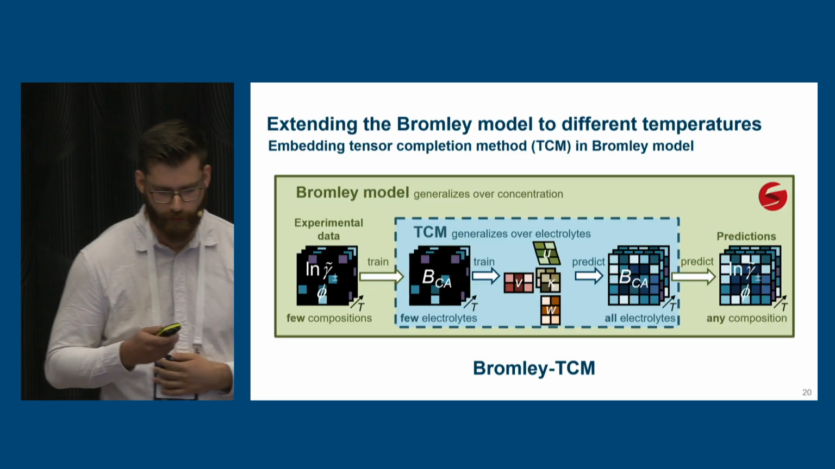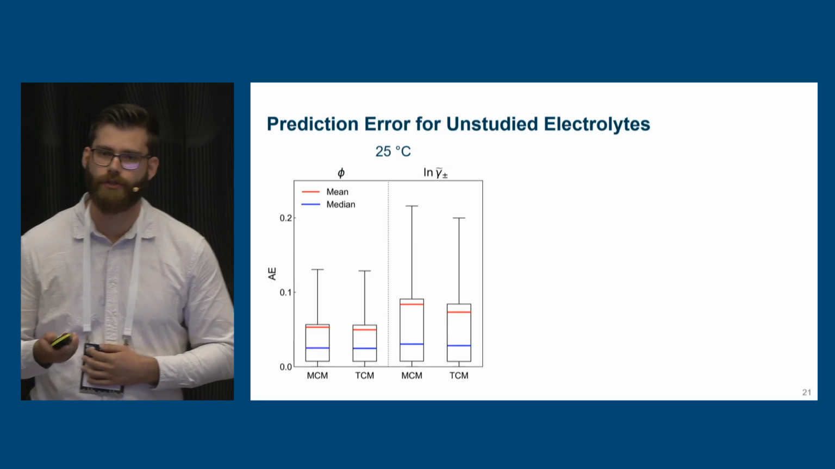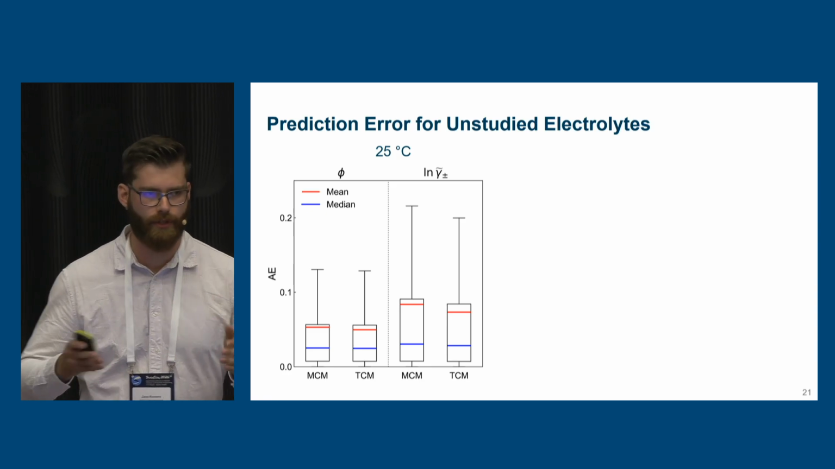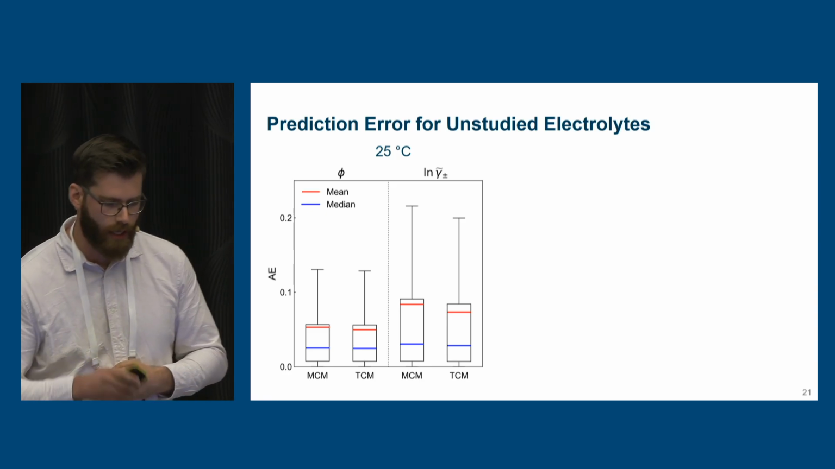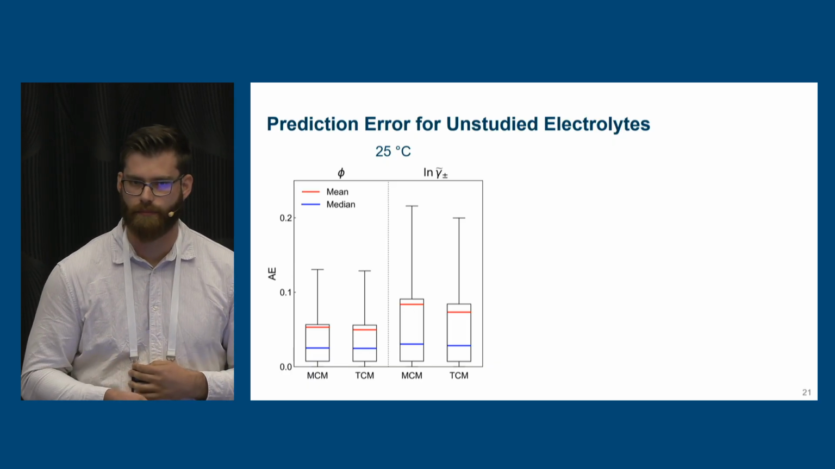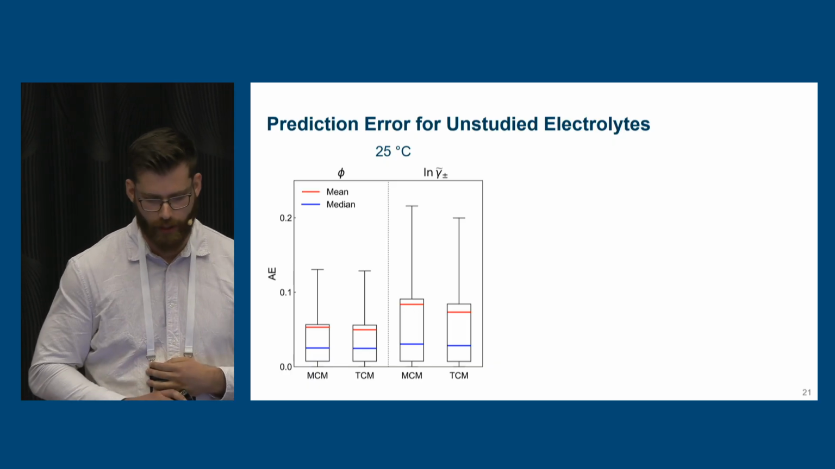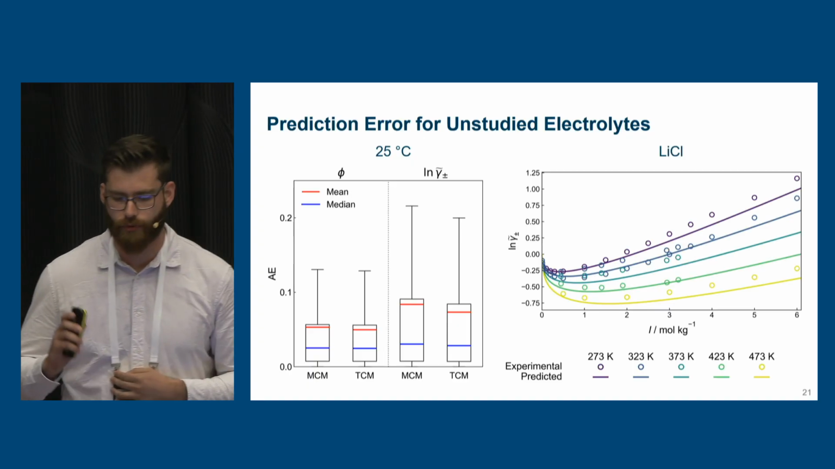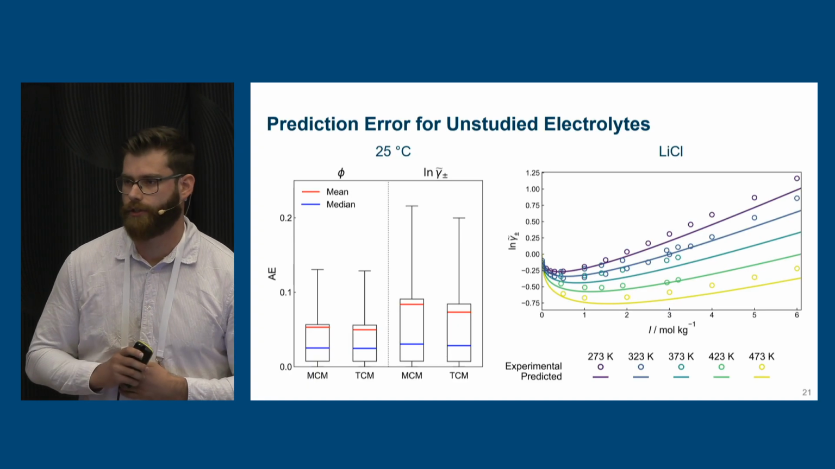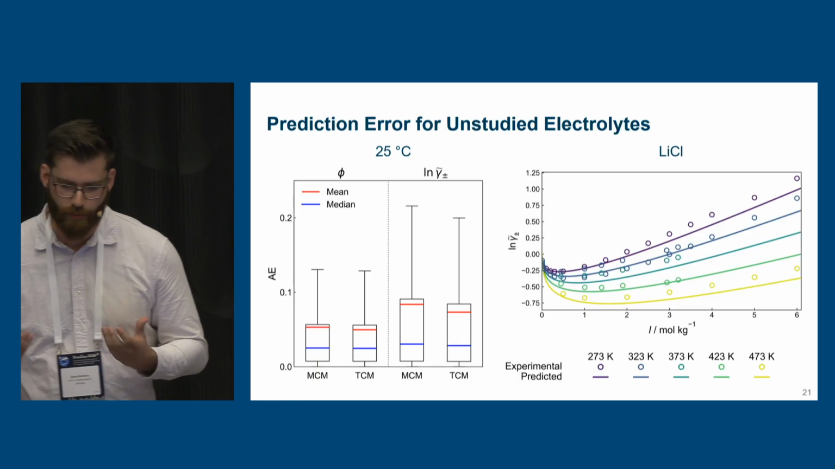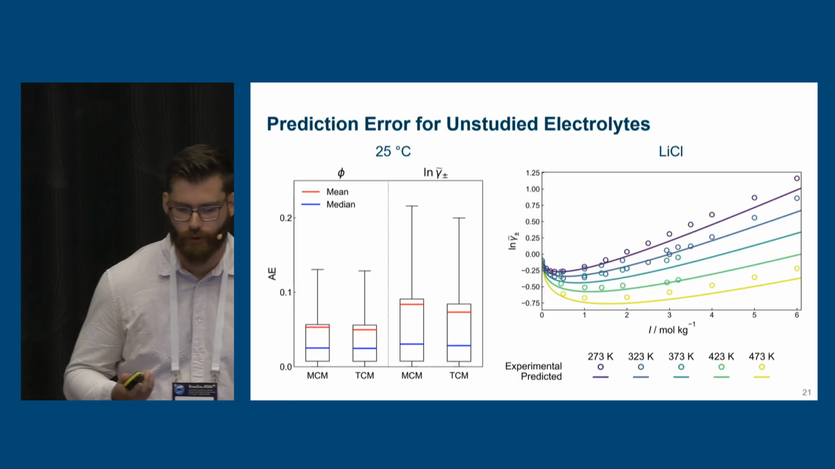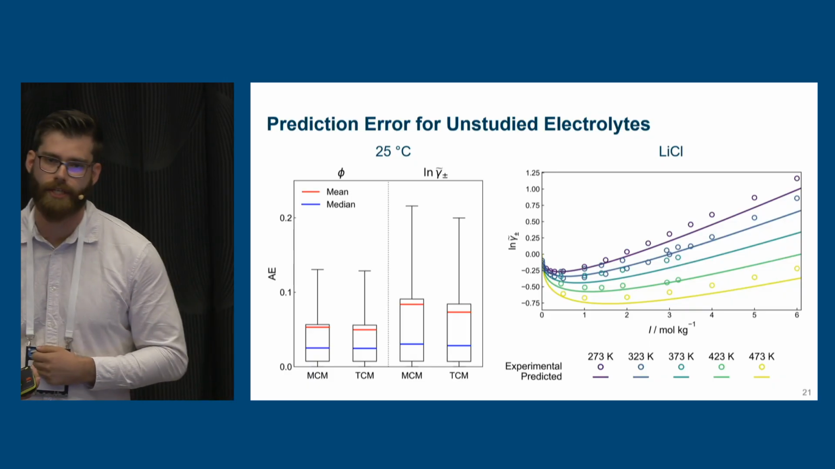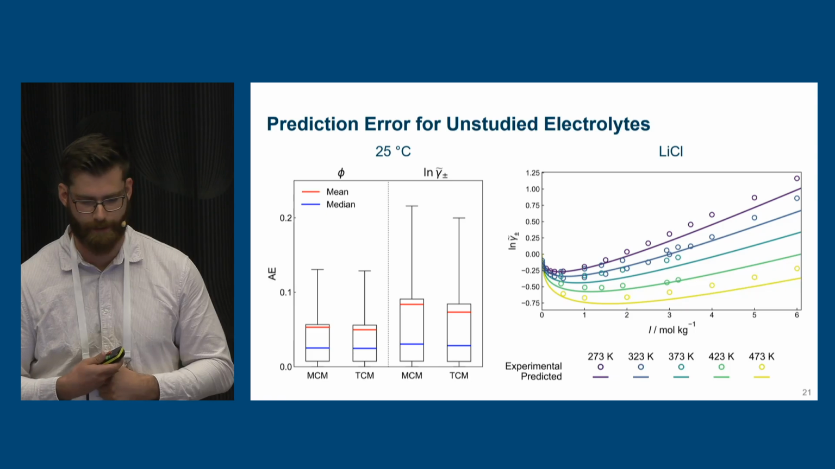Now, how well does this model perform? We can already compare it to our Bromley MCM that you've seen before at 25 degrees Celsius, which was also the only temperature that we could have used the MCM at before. We can see that we maintain the prediction accuracy of the Bromley MCM. We're even a little bit better. But we now also generate accurate and thermodynamically consistent predictions across a very large temperature range. And this is really fantastic because we previously had no model for predicting the activity coefficients of unstudied electrolytes across such a large temperature range and also such a large chemical space.